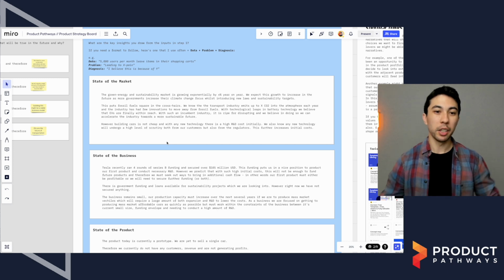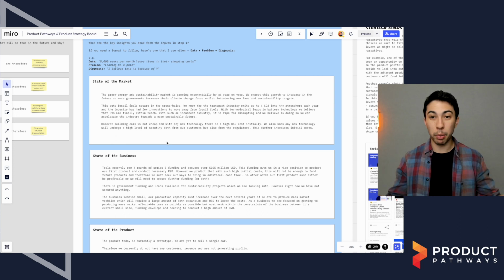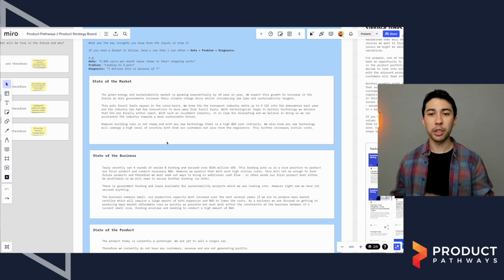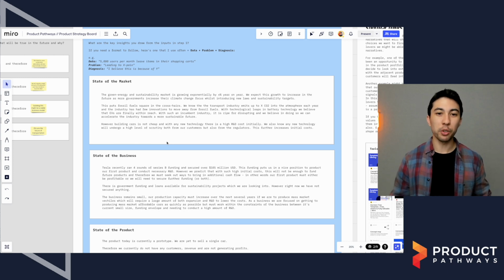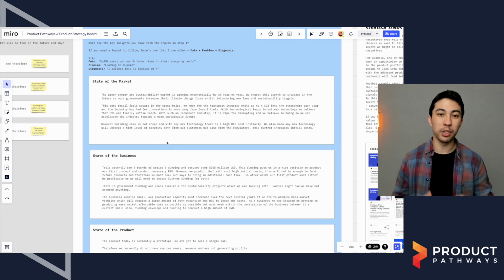So state of the market, green energy and sustainability market is growing exponentially by X% per year. You can put the data in there. We expect this growth to increase in the future as more governments increase their focus on climate change and introduce new laws and sustainability targets. This puts fossil fuels square in the crosshairs, and we know that the transport industry emits X amount of CO2 into the atmosphere per year, and the industry has had very few innovations over the years to move away from fossil fuels.